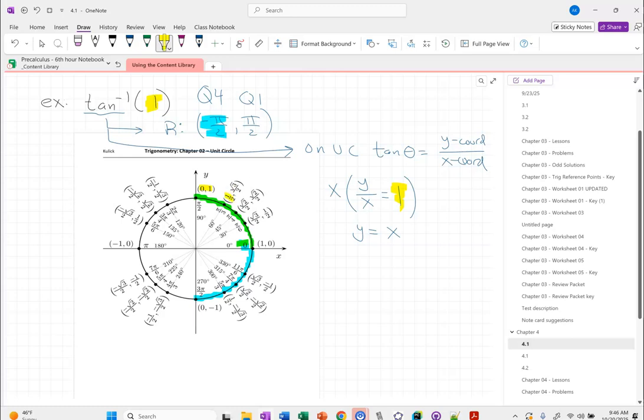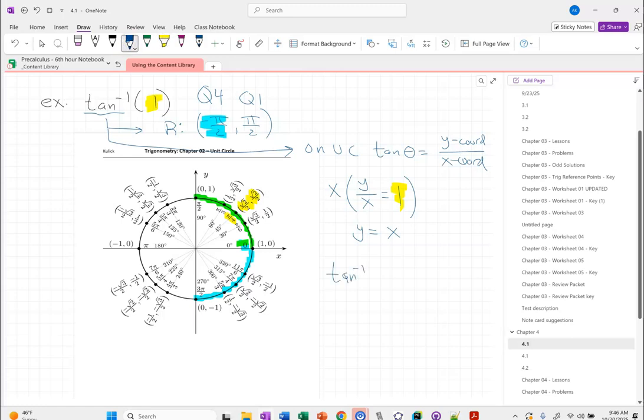1/2 and then root 3 over 2, not equal. Root 2 over 2, root 2 over 2. Aha! Those are equal. Everybody agree? How many times is this going to happen? Just once, right? So I don't need to keep looking. So the answer there should be pi over 4.